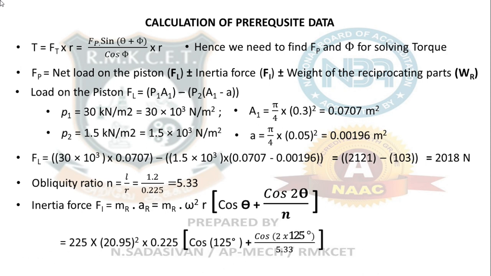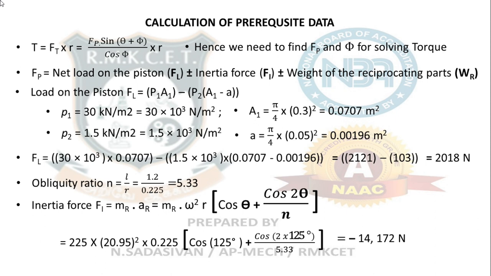So putting all the values, the mass of the reciprocating parts is 225 kilogram, it is given in the question. Omega is 20.95 radians per second, put it inside the omega square, r is 0.225, theta is given as 125 degree, therefore cos 125 plus cos 250, 2 into 125, divided by 5.33. So now try and calculate, the answer should be minus 14,172 Newton.